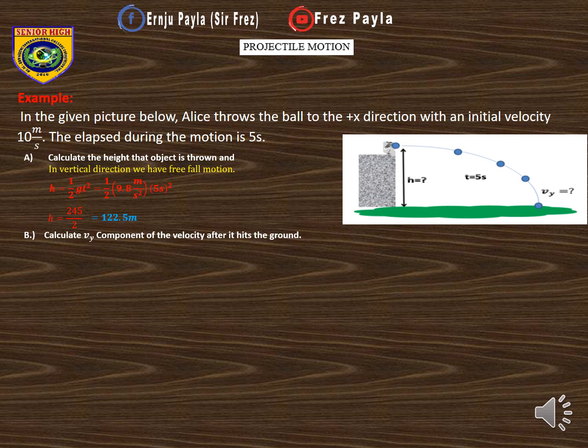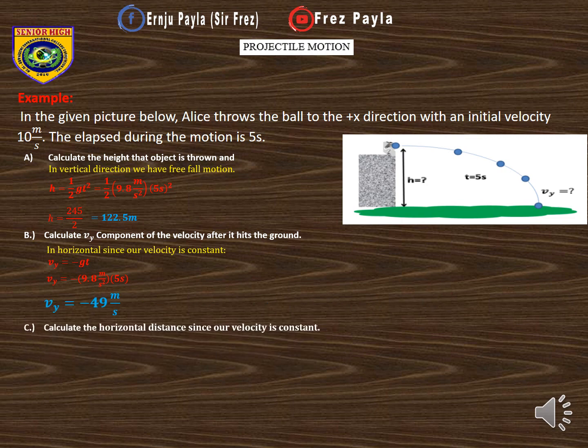Okay, next, calculate the v y component of the velocity after it hits the ground. So, in vertical, v sub y is equal to negative gt. Ayan. So, i-substitute lang natin. So, always natin tandaan yung gravity is constant. Value of gravity is 9.8 meters per second squared. So, ayan. t is 5 seconds. Ayan yung final result. So, let's proceed to letter C, the last.